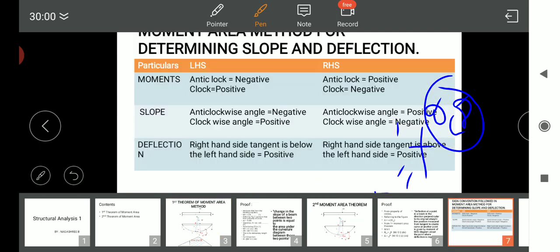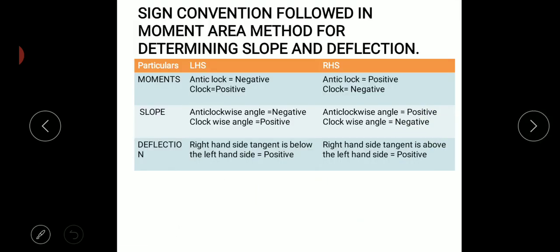The next point is the sign convention to be followed. If I want to calculate the moments, on the left hand side anti-clockwise moments are taken as negative and clockwise as positive, and in case of the right hand side it is vice versa. For slope, anti-clockwise angles are negative and clockwise are positive. If you remember any one, you can remember the other also.